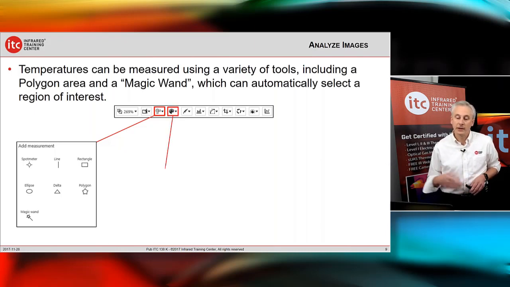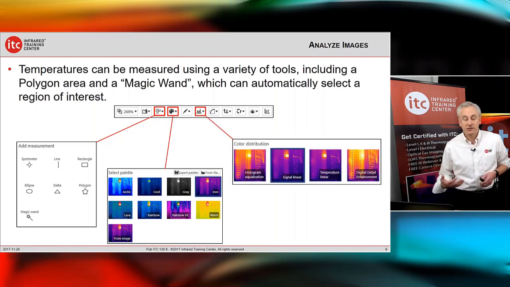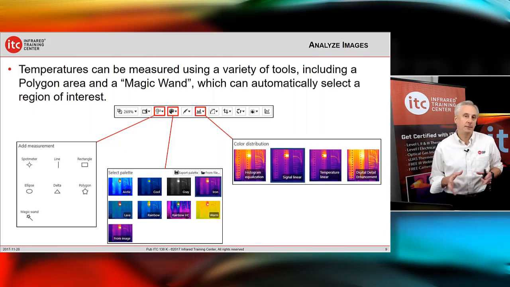You can change your palette, and you can adjust the color distribution. Most of the handheld cameras will use histogram color distribution. But here in the software, you can choose to linearize the scale and how it distributes the colors. And we also have a new mode called DDE, Digital Detail Enhancement, sort of an advanced algorithm for drawing out fine details from the image. This was only in the Researcher software up until very recently. We moved it into Thermal Studio.